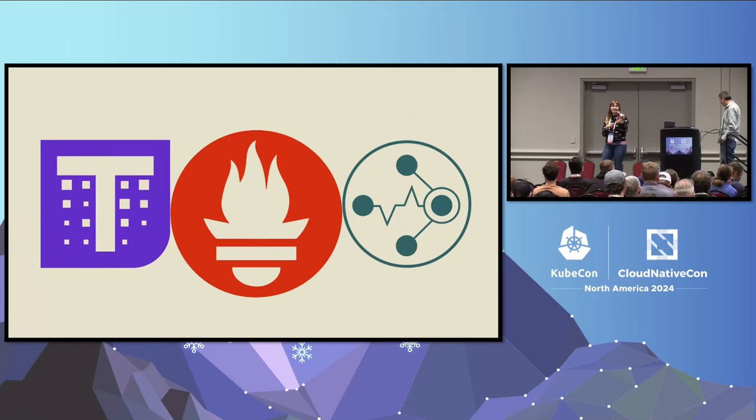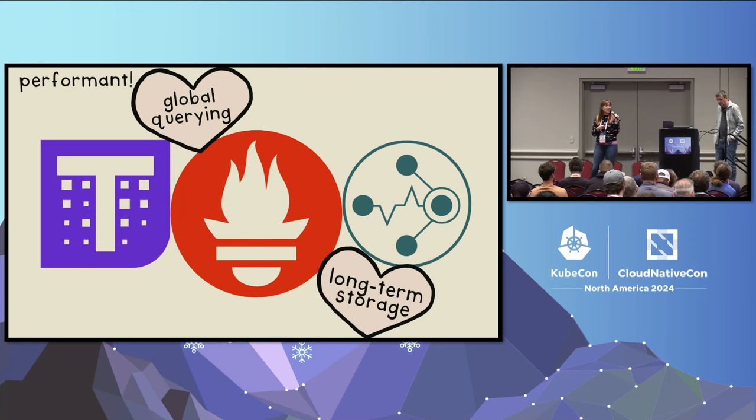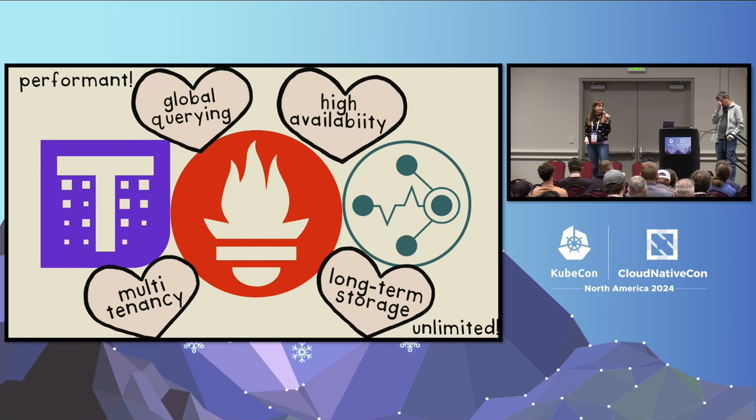And so that's why we have CNCF projects, Thanos and Cortex, to solve these problems. They can do global querying in a very performant way. You can also store an unlimited amount of data for an infinite amount of time. Of course, there's some cost there in terms of infrastructure, but you can. And there's also multi-tenancy, and finally, high availability. Both of these tools do that.